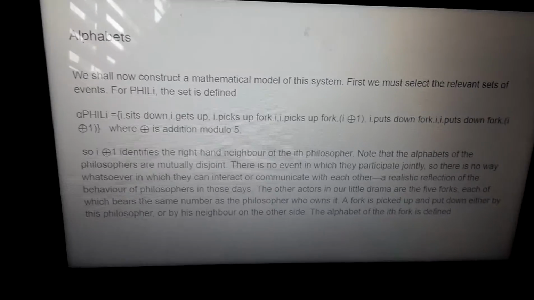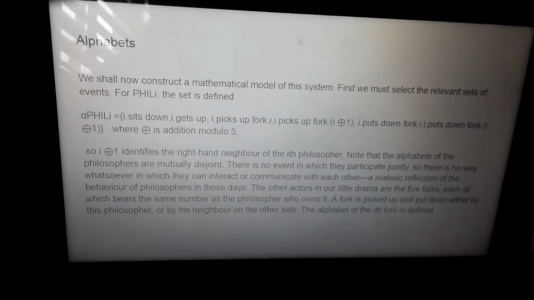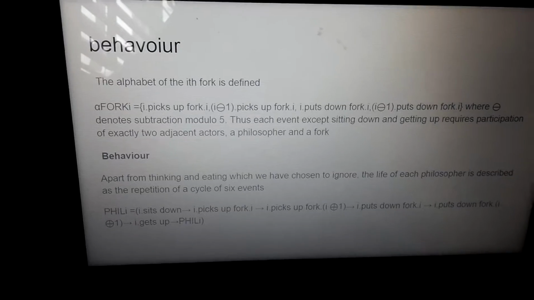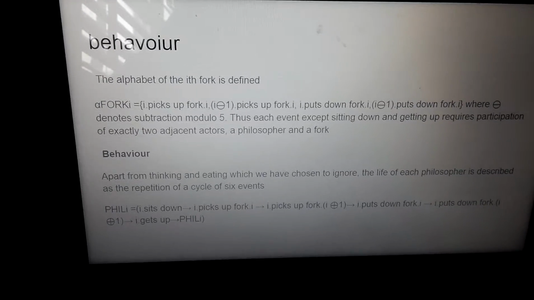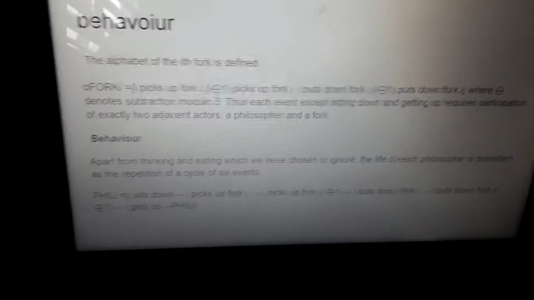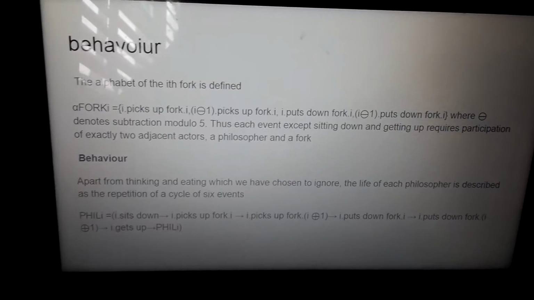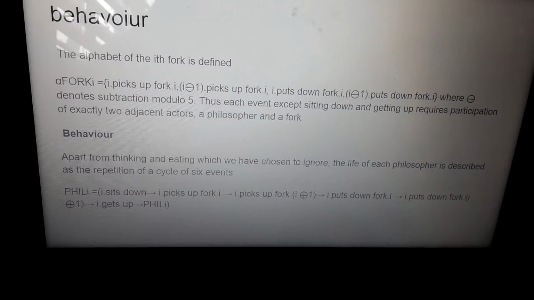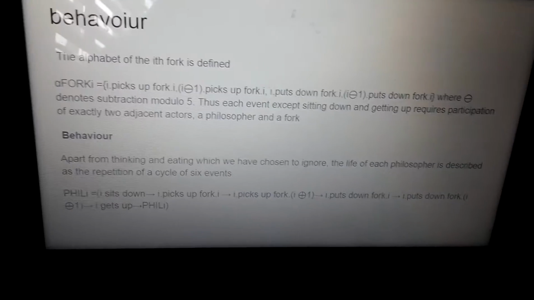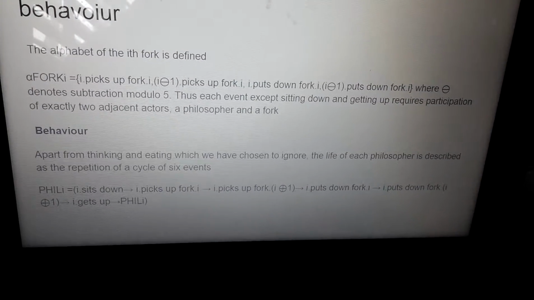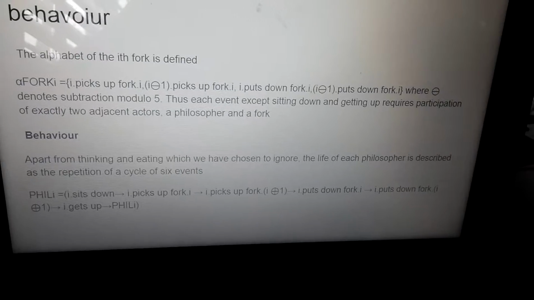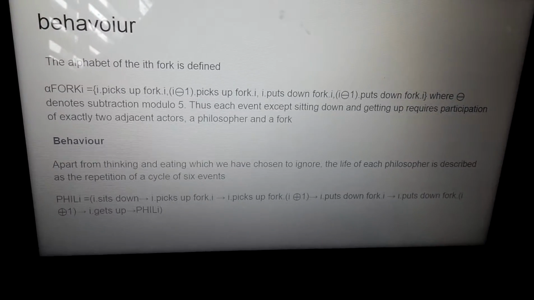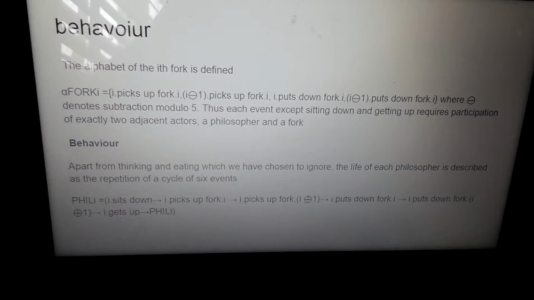So we give alphabets for the philosopher and for the fork. And for the behavior, we define the behavior apart from thinking and eating, which we have chosen to ignore. The life of each philosopher is described as the repetition of a cycle of 6 events.